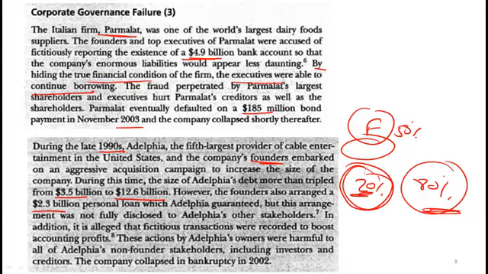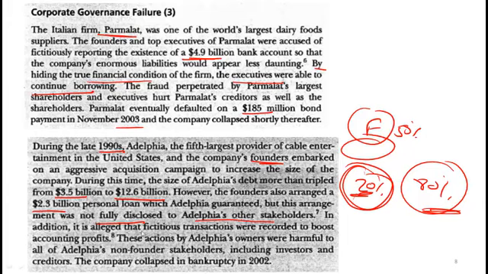So the founders also arranged a 2.3 billion personal loan which Adelphia guaranteed, but this arrangement was not fully disclosed to other stakeholders. So not fully disclosed essentially means not disclosed. Okay, so the rest of the guys did not know that these founders have taken a $2.3 billion loan guaranteed by Adelphia. What does that mean? That if the founders do not pay, then the company will pay. So this is also called a contingent liability of sorts, which might not show up on the balance sheet, but it's off balance sheet, and if bad times happen, then it's a loan that the company has to pay. Okay, so this is another huge corporate governance issue.